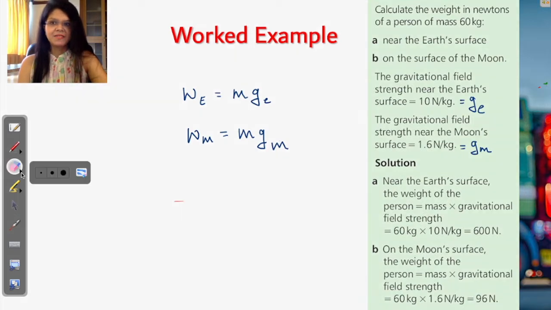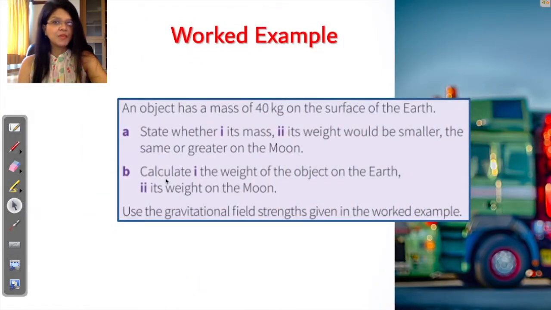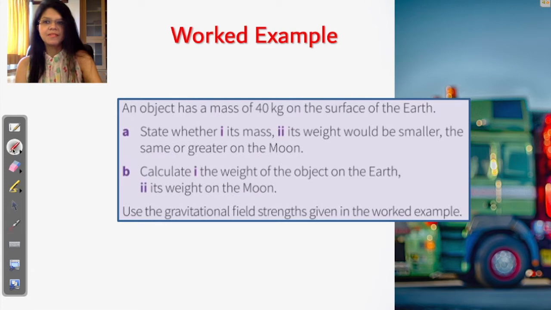Alright, so let us move on to the next question. We have one more question here. An object has a mass of 40 kgs on the surface of the Earth. State whether its mass and its weight would be smaller, the same, or greater on the moon. So please solve this question. Pause the screen. Solve question number A and B. In B, you have to calculate the weights. Pause the screen.